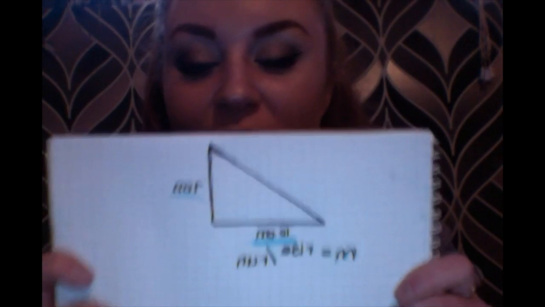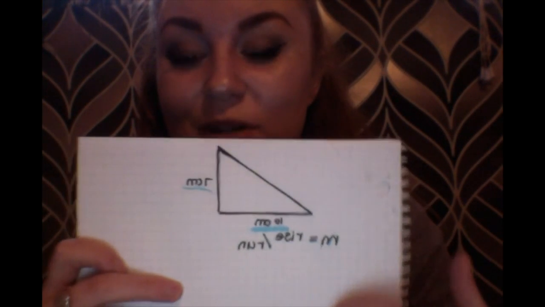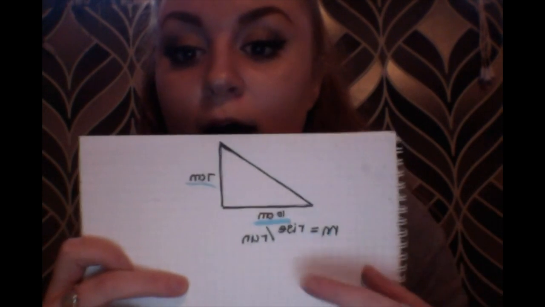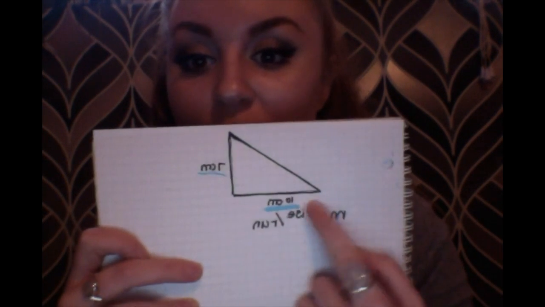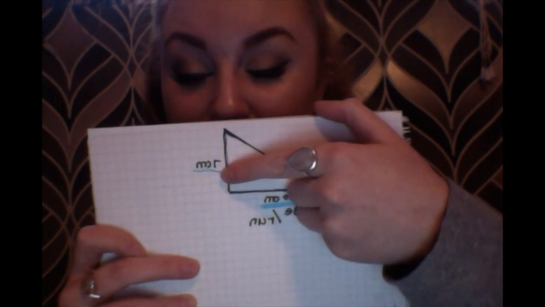A triangle. Alright, so here we go. This is going to be the triangle that we have. It is backwards, so I'm just going to illustrate really. So on the bottom here we've got 10 centimeters and over here we have 7 centimeters.